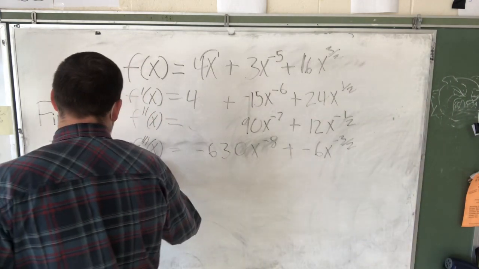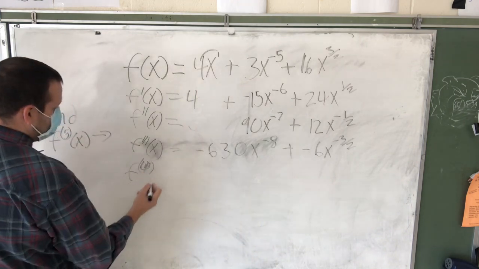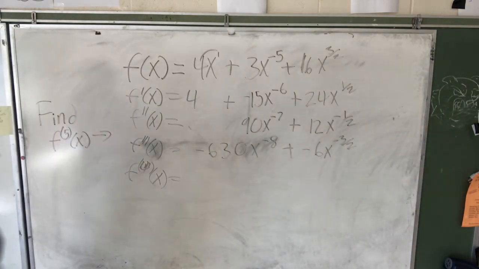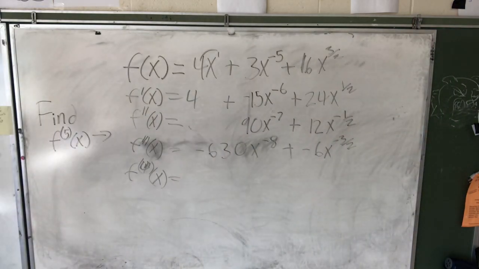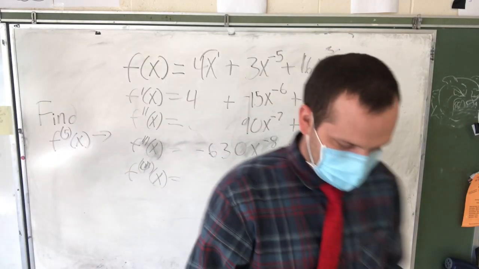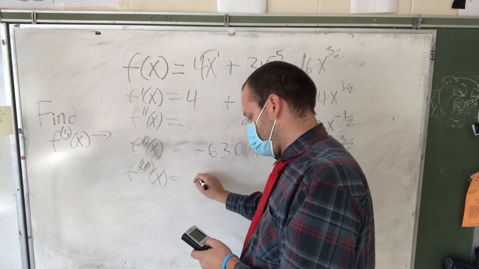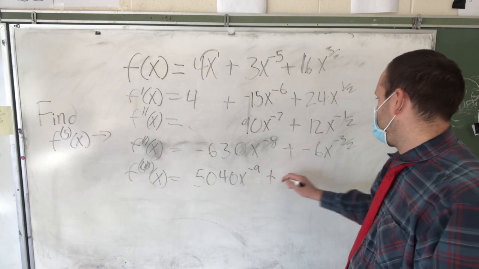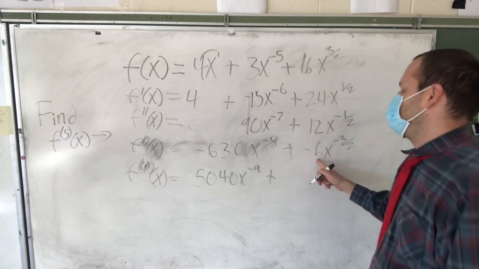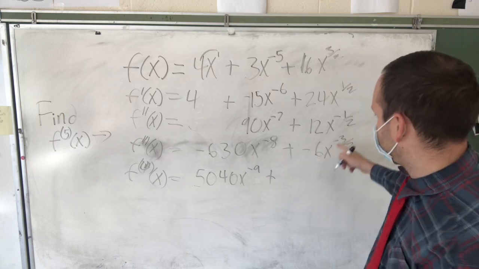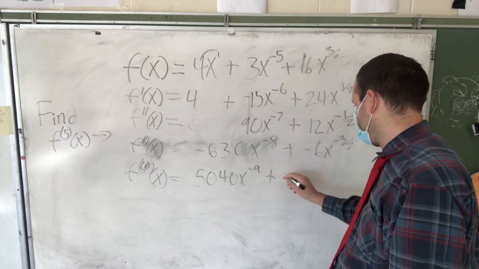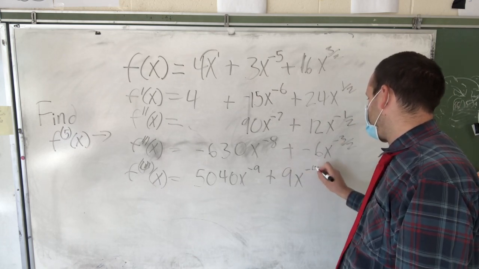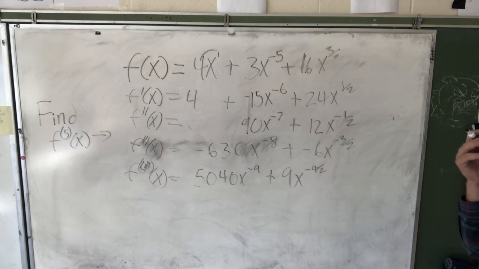We've got f to the 4th of x equals 8 times, I'm going to use a calculator on that one. Could I figure it out? I probably could. Is it right to be lazy sometimes? Absolutely. Let's see, this is going to be positive 5040 x to the negative 9th power plus, divide by 2, that leaves me with 3. 3 times 3 is 9. Positive, so 9x to the negative 5/2 power.